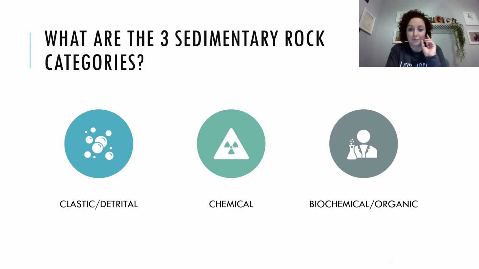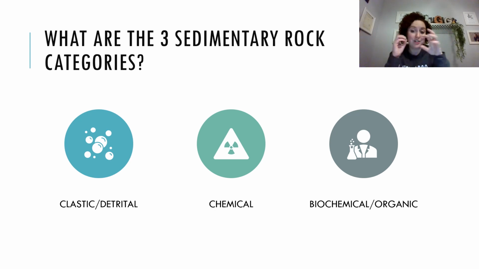Now, there are 3 different types of sedimentary rocks. After all of these things happen to it, depending generally on what's deposited where, how it's then stuck together, or whether organisms and organic material get involved. So we have clastic or detrital, chemical, and biochemical or organic. I'm going to talk about what makes each what they are, but again, pictures tell 1,000 words.